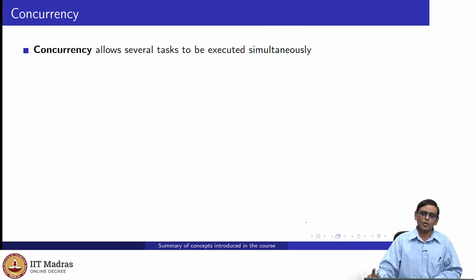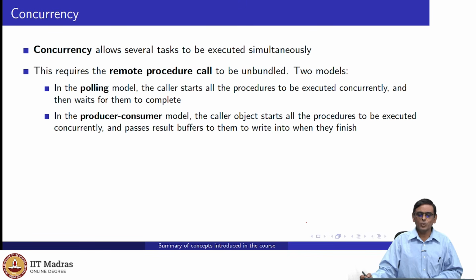Hopefully you will keep coming across more and more of it, and as you absorb more of this concurrency material, you will get to grips with how to deal with it. Basically, it means you are running many things together, and when you do that, a lot of things can go wrong, can go right. What we are doing is taking a remote procedure call and unbundling it. There are two ways of unbundling it: one is polling and another is producer consumer.